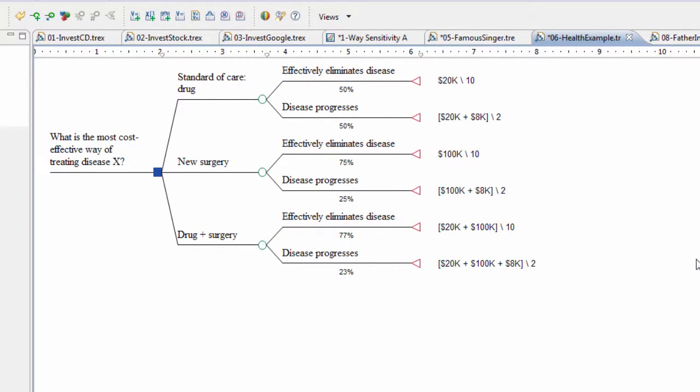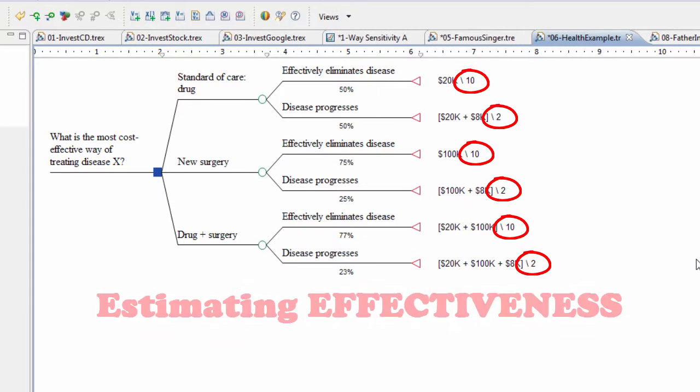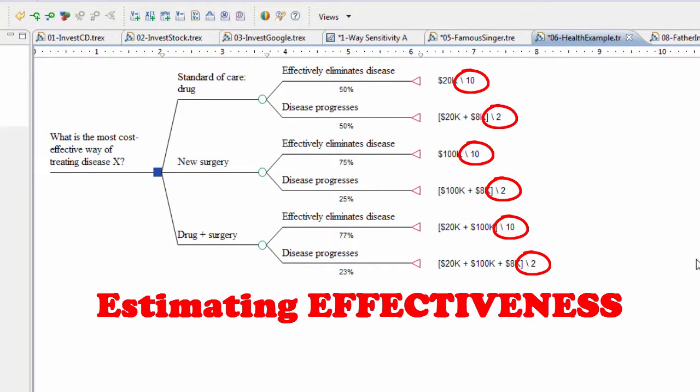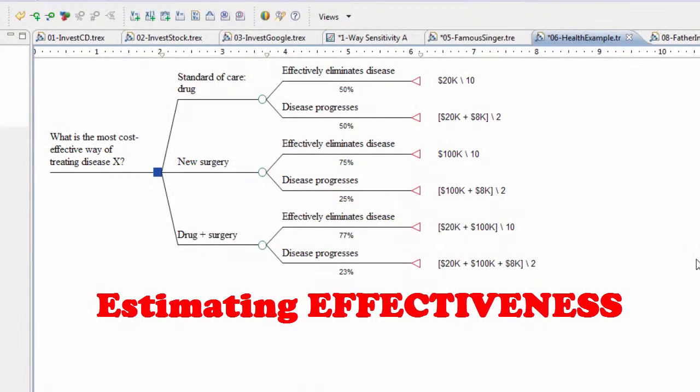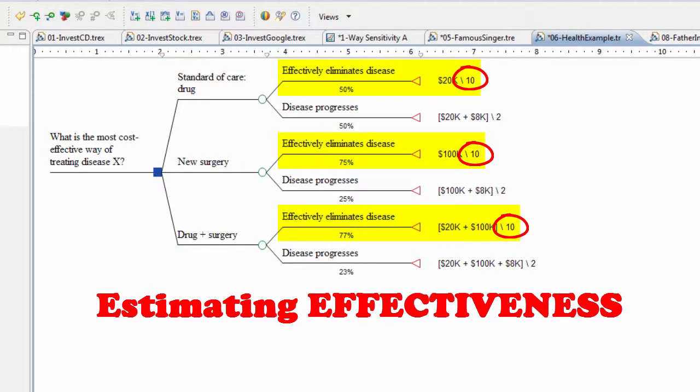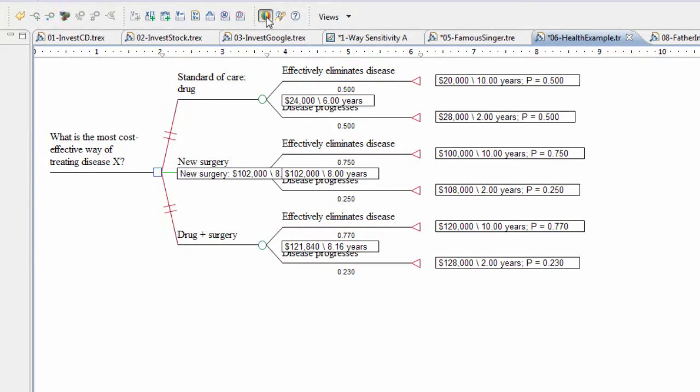In this case, we also have an additional number to the right of the cost for each event pathway. This is the measure of effectiveness. Remember, this is cost effectiveness in health and medicine. This is what we are most interested in because it's about people's health. Regardless of the treatment strategy, if it proves effective to eliminate disease, the anticipated life expectancy is 10 years. If it does not, life expectancy is only 2 years. So which strategy is the most cost effective?